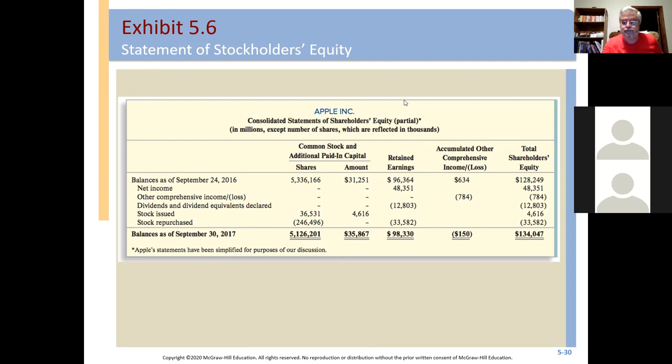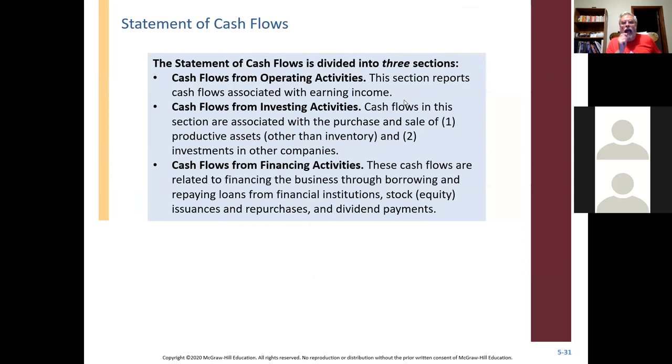Now, the statement of cash flows. GAAP organizes our communication as to how companies receive and spend money. We have operating activities, then we have investing activities, then we have financing activities. The operating activities, the focus is going to be on the income statement and any changes in current assets and current liabilities. The investing activities, the focus is on long-term assets, long-term investments, fixed assets, intangible assets. Financing activities, long-term liabilities, and stockholders' equity.